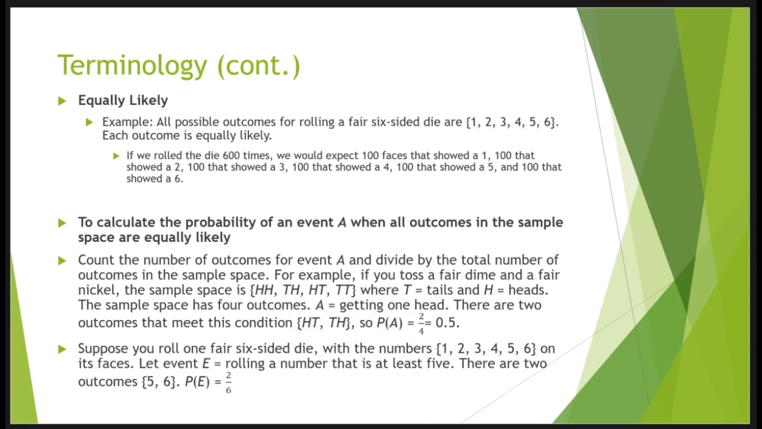Suppose you roll one fair six-sided die with the numbers 1, 2, 3, 4, 5, 6 on its faces. We're going to let event E equal rolling a number that's at least 5. So if it's at least 5, then there are two outcomes, 5 and 6. So the probability of E is 2 out of 6.